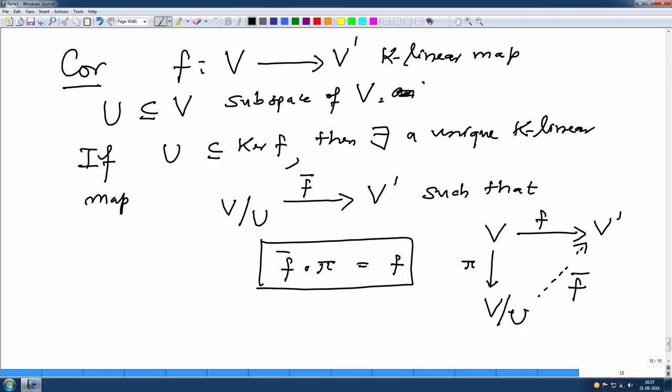This is very useful because in some practical problem, when you are proving something by induction on the dimension, then you will choose a subspace u and you pass on to this v by u, but to choose that you have to choose with this condition, and then you can pass it on, then you get a new linear map. So, this linear map is connected to the original linear map f by this diagram. This is very useful, and we can add something more to this statement.